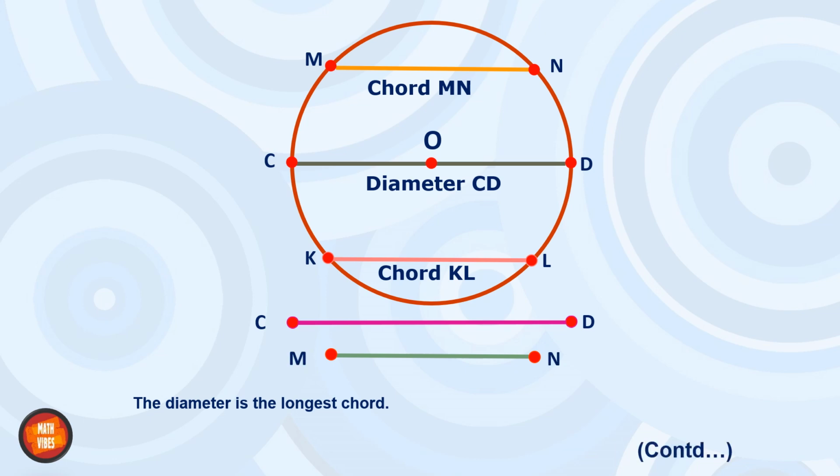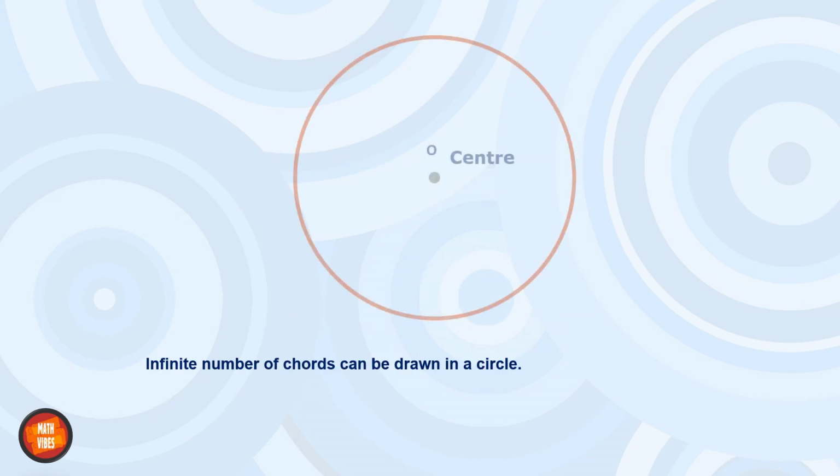What do you observe? That chord CD is bigger and chord MN is smaller, right? In the same way, if you take chord KL or any other chord and measure it using a scale, you will observe that diameter CD will be the only chord which is the biggest. So that is why we say that the diameter is the longest chord of the circle.